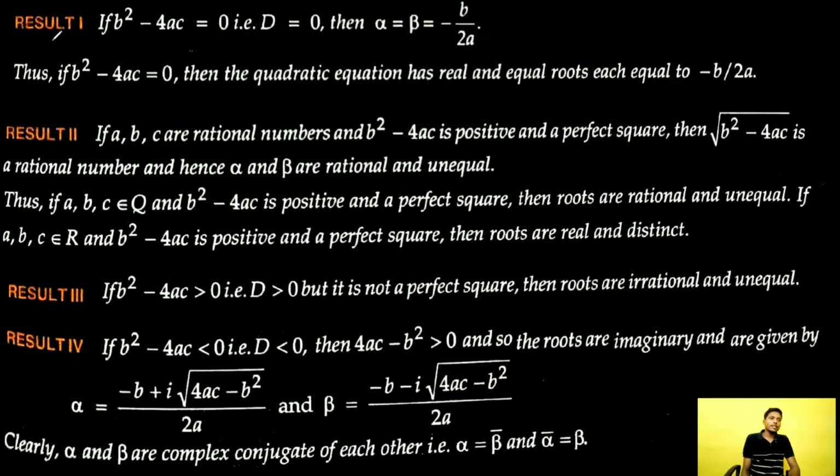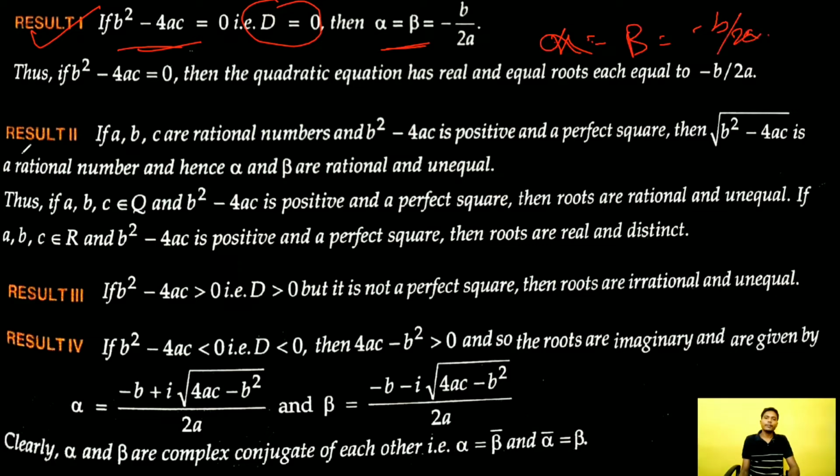Result 1. If b square minus 4ac is equal to 0, then obviously D is equal to 0. If D is equal to 0, then the two roots of the quadratic equation will be the same. Alpha is equal to beta is equal to minus b by 2a.